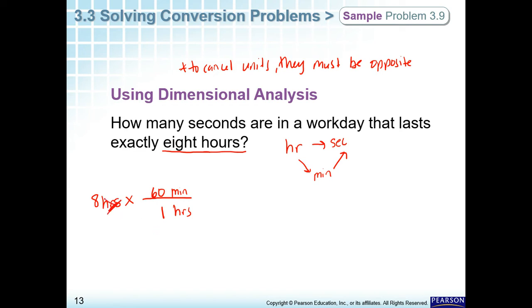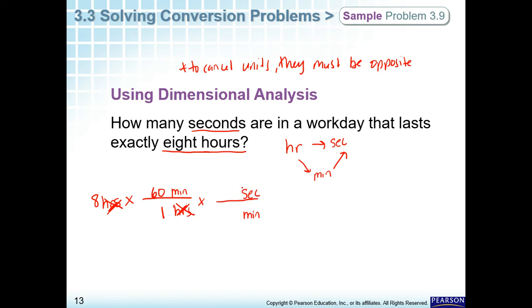This allows me to cancel hours as my unit, and now we're at minutes. But I want to get to seconds, so I need to do another conversion. In order to cancel minutes, since it's on the top here, opposite, it needs to go on the bottom. So I'm going to say minutes on the bottom, and I'll put seconds on top.